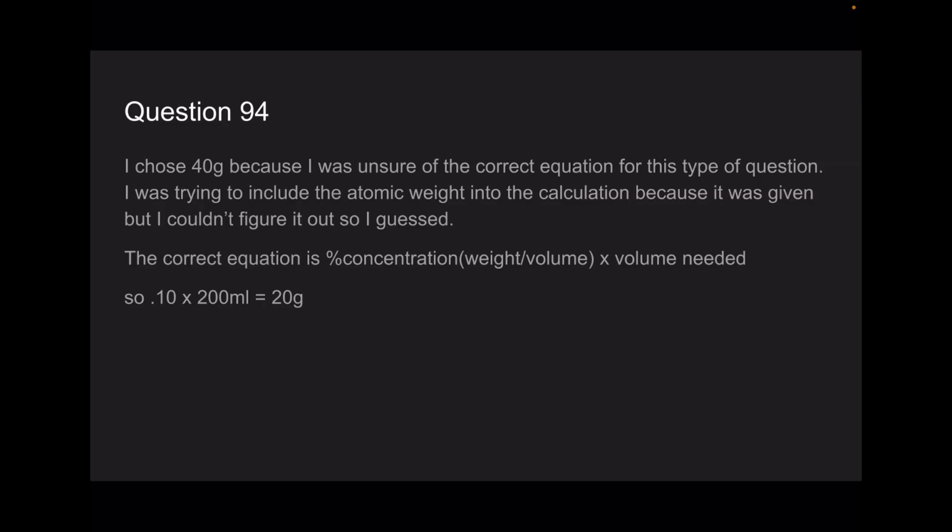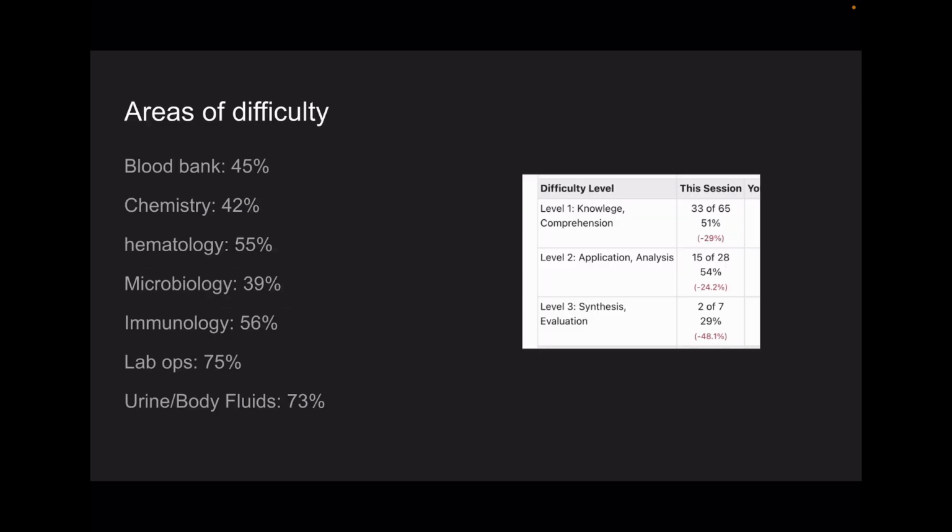The correct answer is 20. This can be found by taking the percent concentration times the volume needed. So 0.10 times 200 milliliters would get you 20 grams.